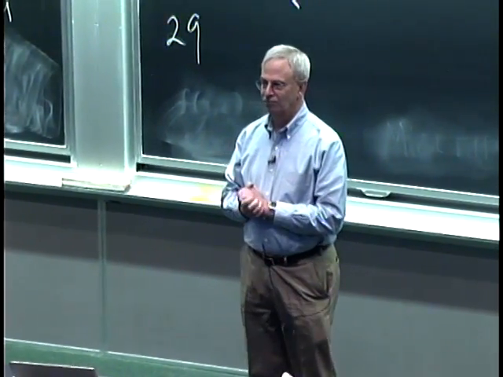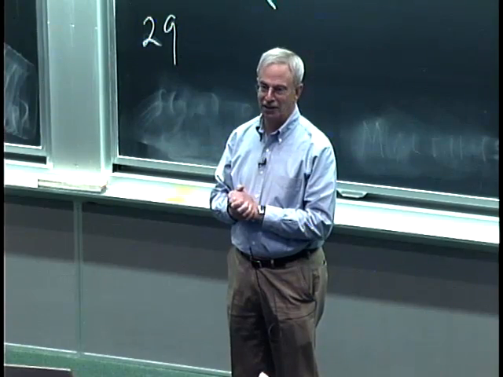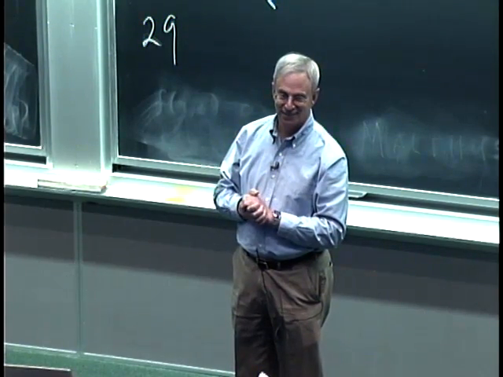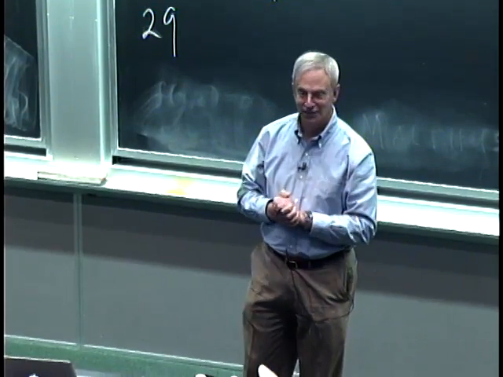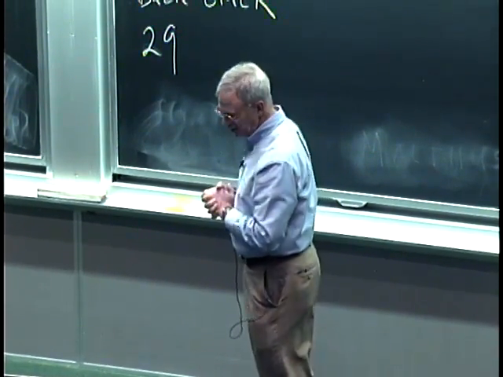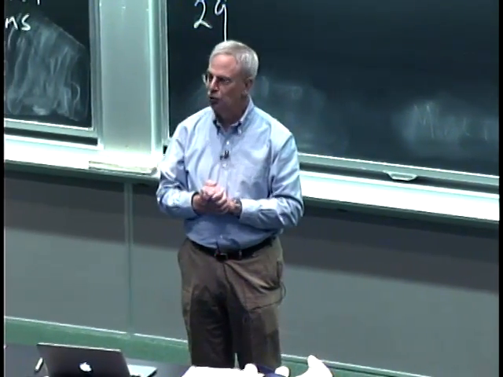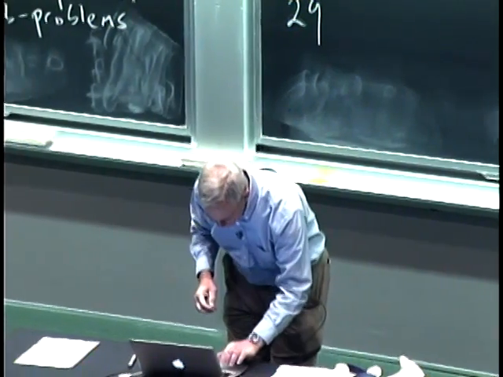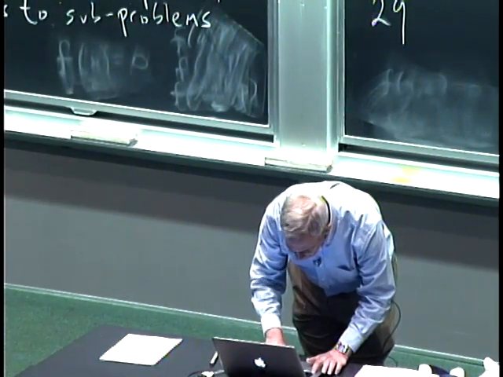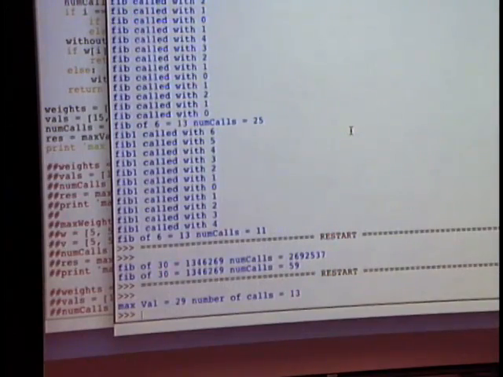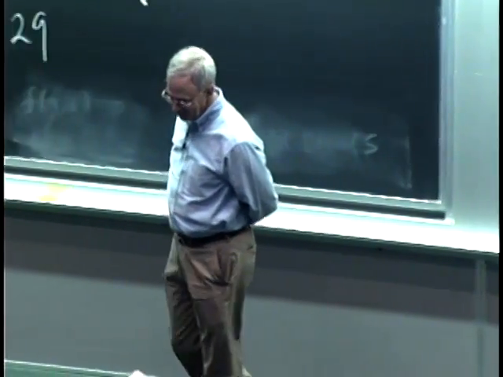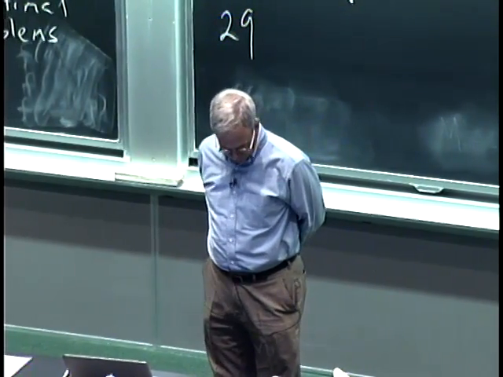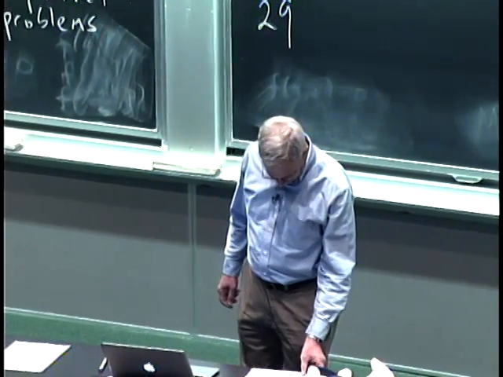Anyone else think it's 29? Anyone think it's not 29? What do you think it is? 62. Pardon? 62. That would be impressive. All right, well, we have a guess of 62. Well, let's run it and see. $29 it is. And it made a total of 13 calls. It didn't do this little optimization I did over here. But it gives us our answer. So that's pretty good.